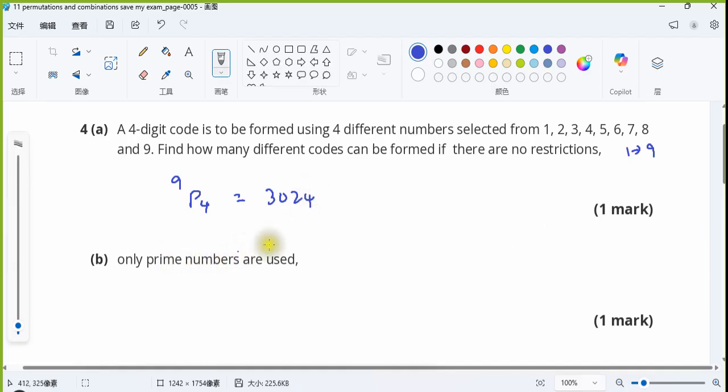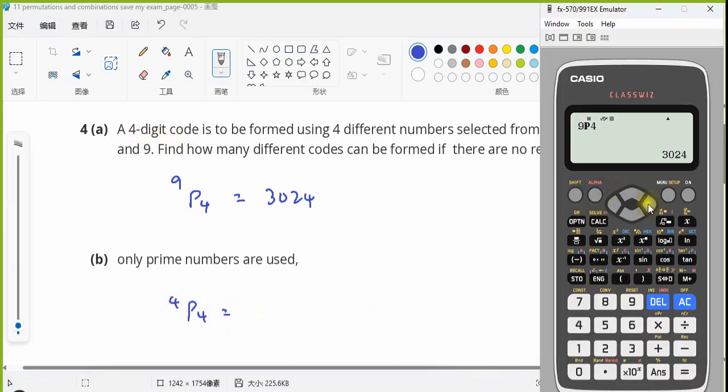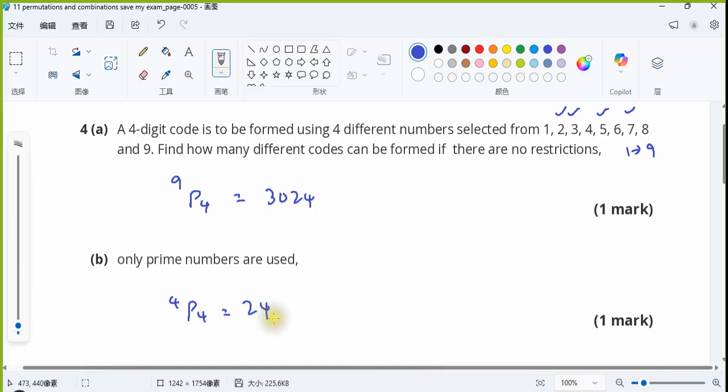Okay, only prime numbers are used. So prime numbers start from 2: 2, 3, 5, 7. So we use these 4 digits to form the 4-digit code. Then it's 4P4. So this will be 4P4, 24.